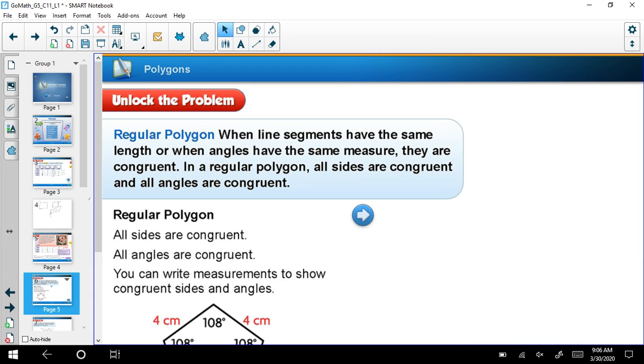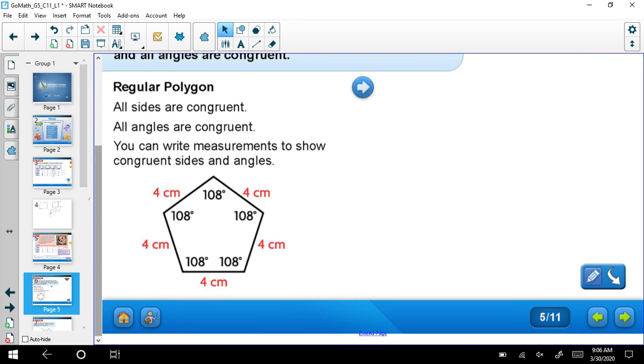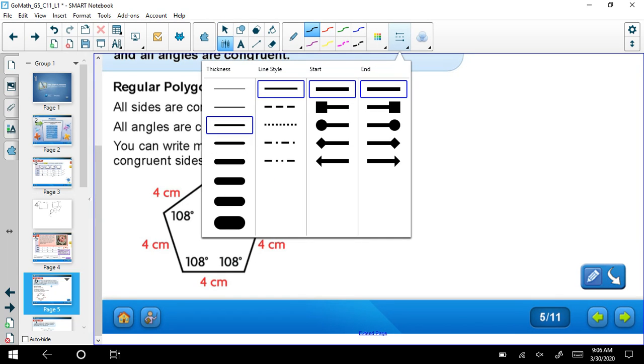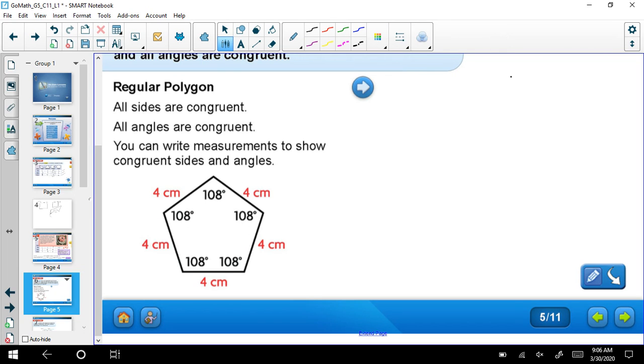in addition to being able to name polygons based on the number of sides, angles, and vertices that they have, we can also differentiate between regular and non-regular polygons. Now, a regular polygon is a polygon where all of our sides and all of our angles are going to be congruent. So what congruent means is it's a fancy way of saying the same. So congruent just means the same. And not just kind of the same, but exactly the same.